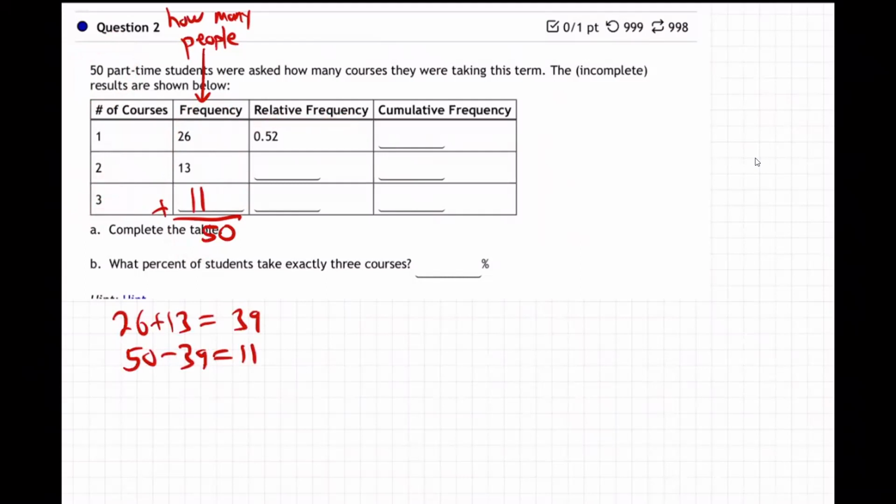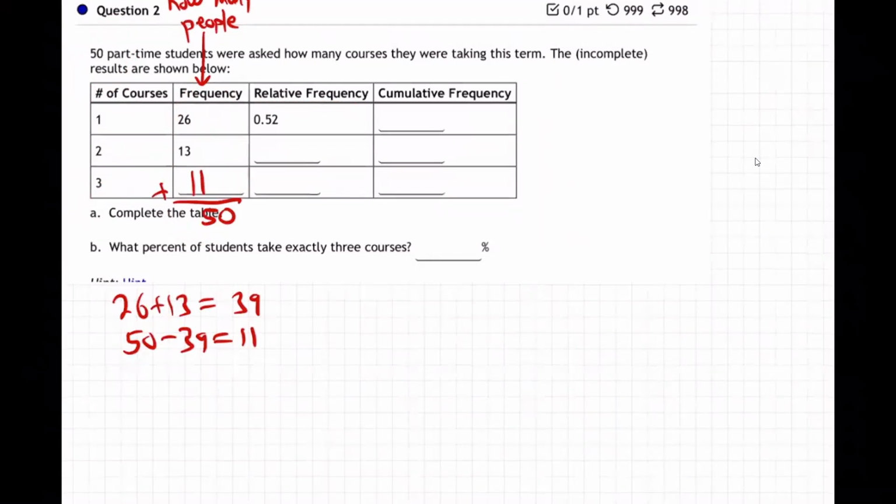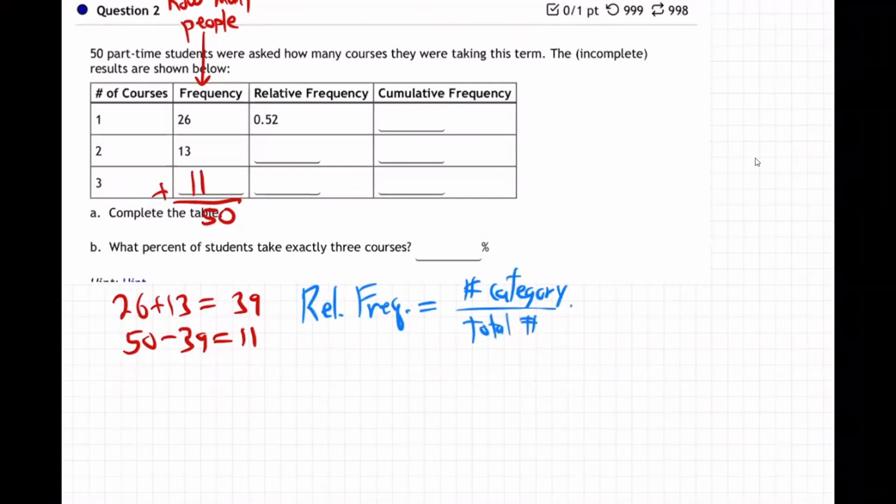How do we get relative frequencies? Well, remember, relative frequencies are always dividing by the total. So relative frequency is always the number in the category divided by the total number. That's what it means, relative, meaning relative to the total.